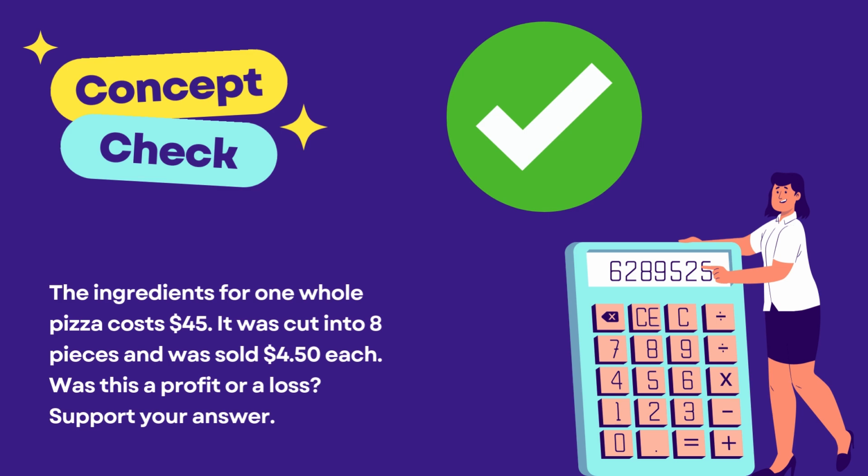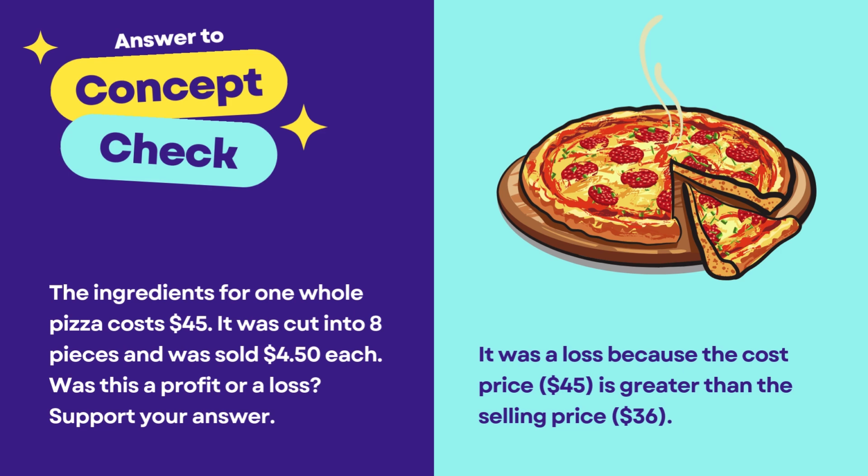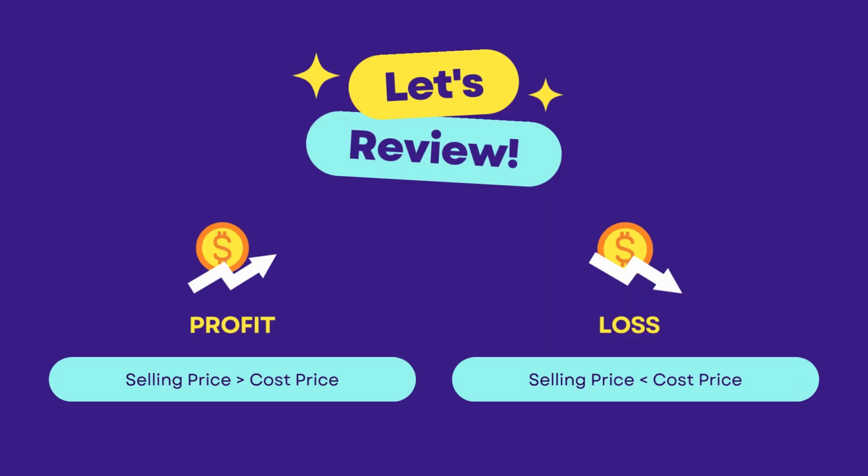Concept check. The ingredients of one whole pizza cost $45. It was cut into 8 pieces and was sold for $4.50 each. Was this a profit or a loss? Support your answer. Let's solve this together. It was a loss. Why? Because the cost price, which is equal to $45, is greater than the selling price, which is equal to $36.